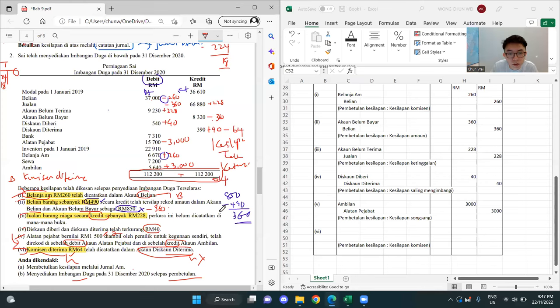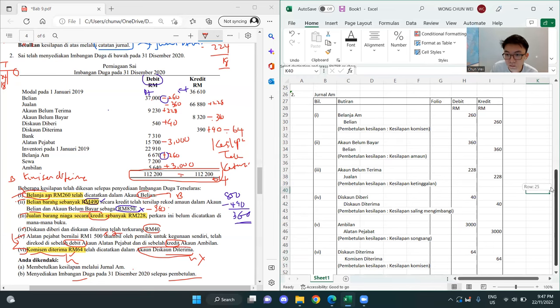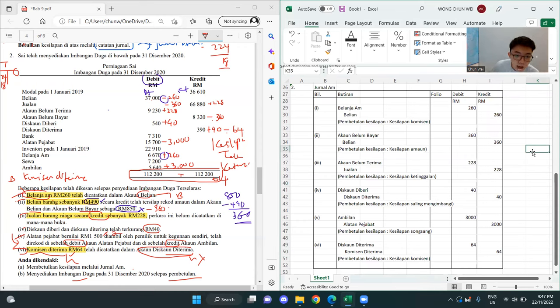So here, 64. Look at the discount diterima. Discount diterima is on the credit side, 390. But we minus it. So if you minus it, you have to opposite it. So credit, you minus, it becomes debit. So I have to debit discount diterima 64. And another account will be credited, so you credit commission diterima, the amount is 64. That's it. And commission diterima is a hasil. So if your hasil increases, you plus to your credit side. That's why it is on the credit also.